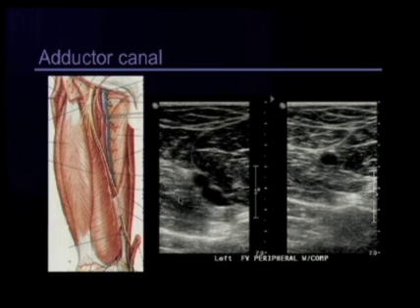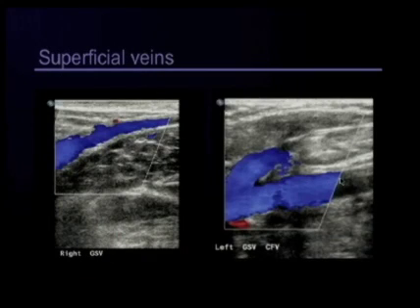You can eliminate this problem by supporting the thigh posteriorly with your hand and compressing from anterior with the transducer. And in transverse, you can see here, this is the femoral vein and the artery as it's traversing the adductor canal. It's deeper in location, and then here is a compression view with just the artery showing.